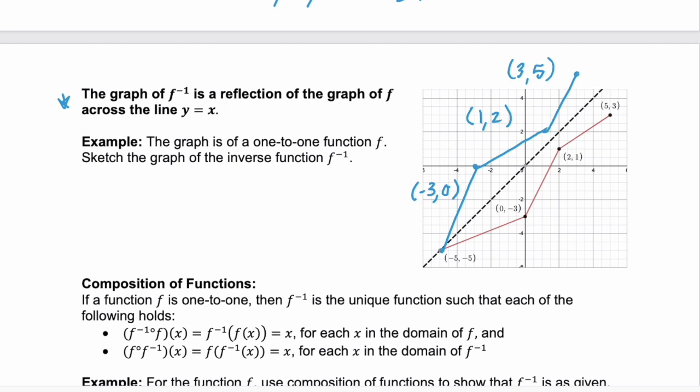So if you have a graph or you could quickly graph the function, it's easier to just interchange a few of those points and connect the dots in order to get the graph of the inverse function, like we just did.